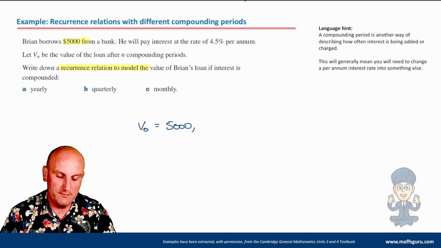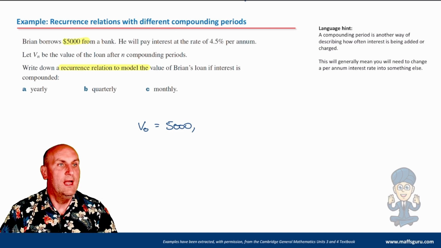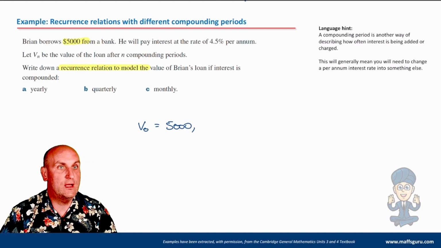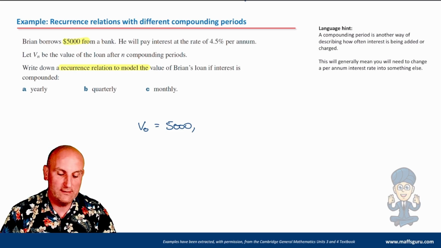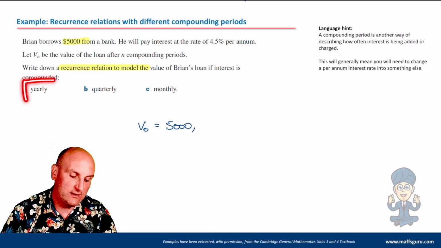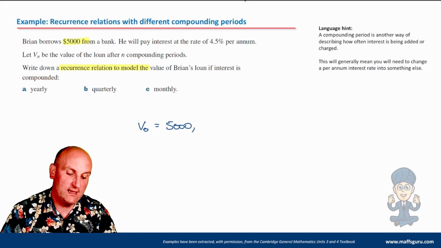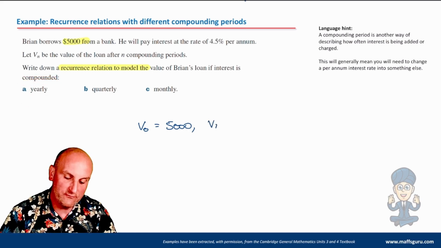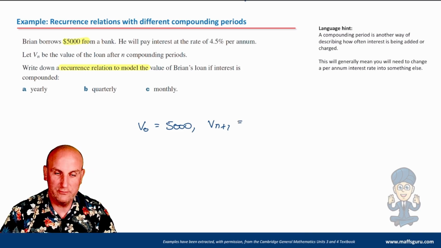That's how much we borrowed from the bank, or Brian borrowed from the bank. What have we got now? So, value of Brian's loan if the interest is compounded yearly. Now, in that situation, we are charged interest once per year. So, in that situation, I would now have V of n plus 1 equals, what is my multiplier going to be? How on earth am I going to work out my multiplier?